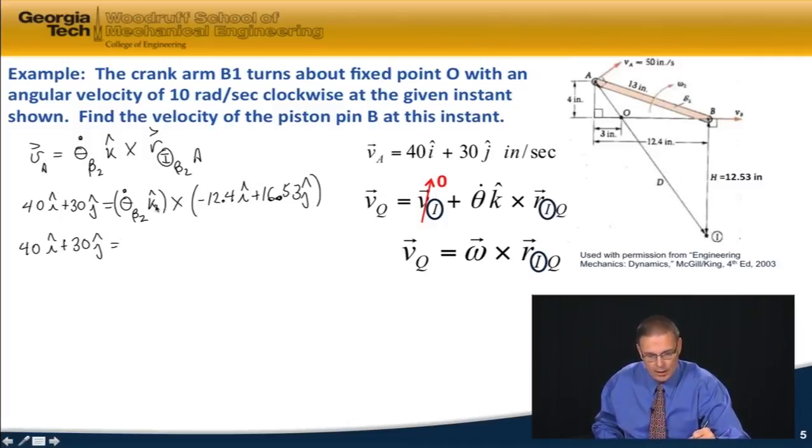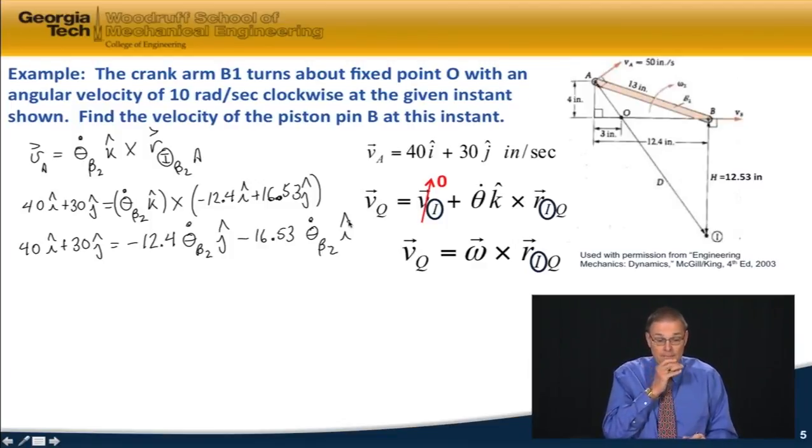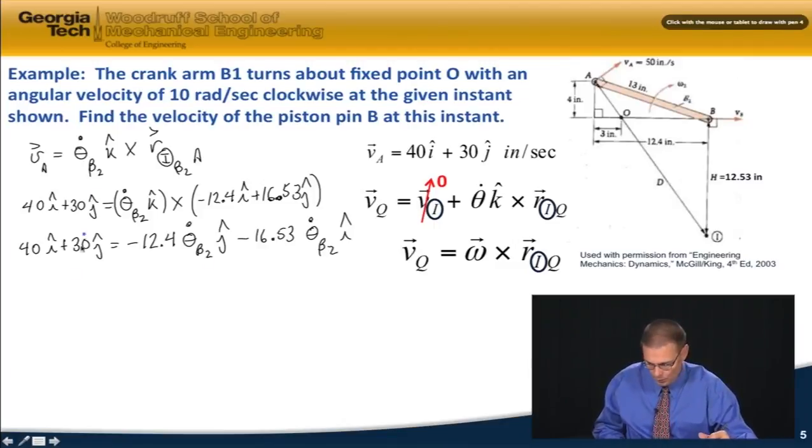K cross I is plus J, but I have a minus 12.4 times theta dot B2, so that's going to be minus 12.4 theta dot B2 in the J direction, and then I've got K cross J is a minus I, so minus 16.53 theta dot B2 in the I direction. Now I can match components and solve for the unknown, which is theta dot B2. I'll match I components.